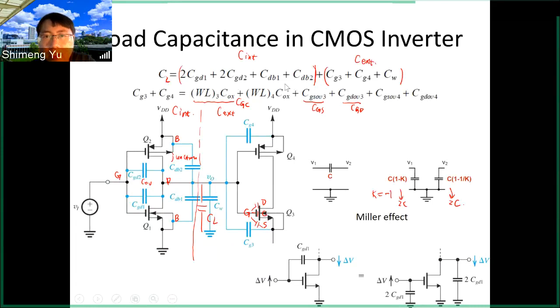Of course, if you want to dig into the details, then here are the detailed breakdown of those capacitances. So any questions?